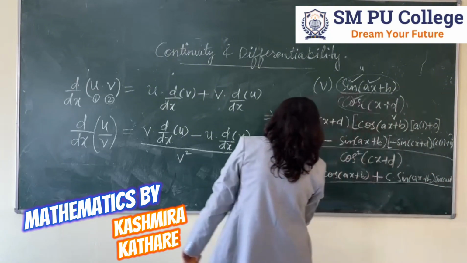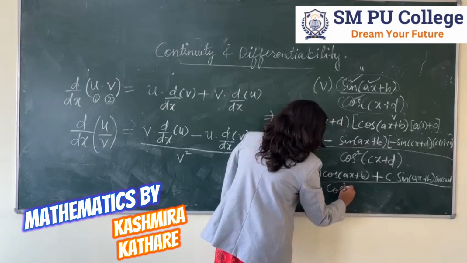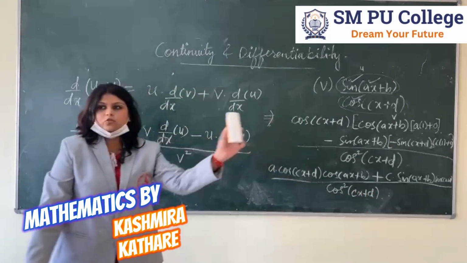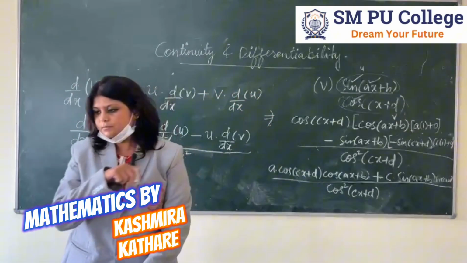Whole divided by same term. That is, we are not differentiating this. We are keeping as it is. Like this we have to solve for u by v method.